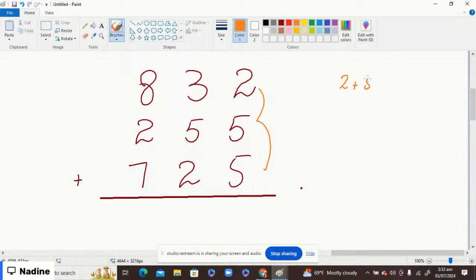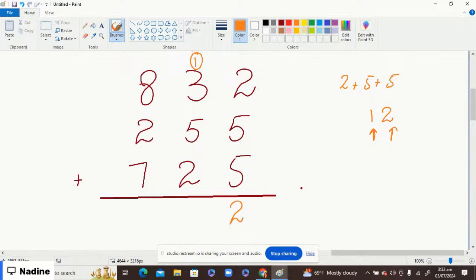2 plus 5 plus 5. So tell me, what's the answer when you add up 2 plus 5 plus 5? 2 plus 5 is 7 and 7 plus 5 is 12. So tell me, hurry up. Which one are we going to put here and which one will go on top? Everyone think about it and then tell me. So 2 we're going to put here in the bottom and 1 will move on the top as a carry.